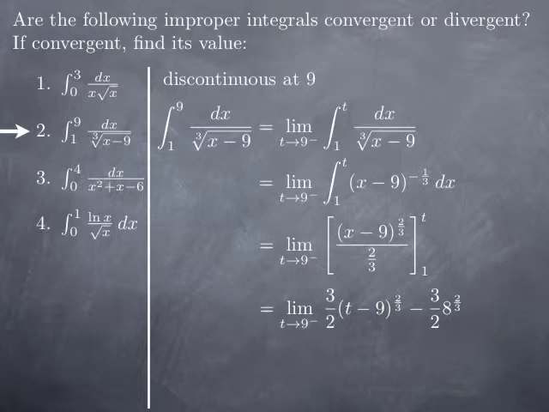And 8 to the 2/3 is really 8 to the 1/3, which is 2, that you square, which gives you 4. When you multiply by 3/2, you get 6. So you have this limit of 3/2 (t minus 9) to the 2/3 minus 6. Now if we look at the limit when t is approaching 9, t minus 9 is approaching 0, so 0 to the 2/3 is approaching 0, and that means that the limit is simply negative 6. So in this case, our integral is convergent, and its value is negative 6.